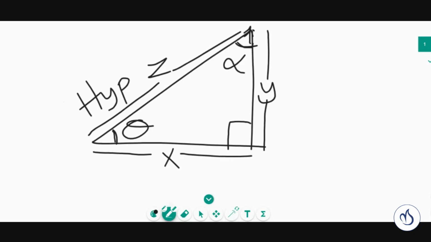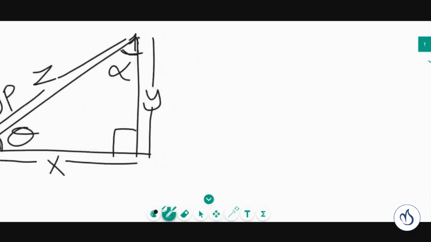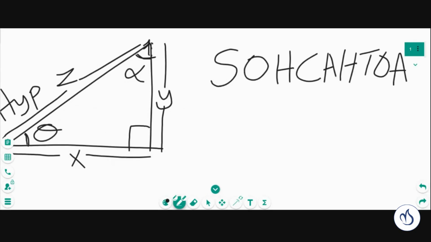Now, in trigonometry, we have a most basic concept. This one, we even cover it at the lower level, and we call this concept SOHCAHTOA. Yes? SOHCAHTOA. So this SOHCAHTOA has three partitions: SOH, CAH, then TOA.